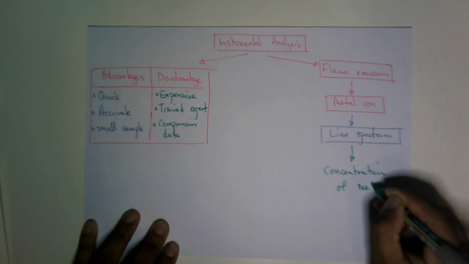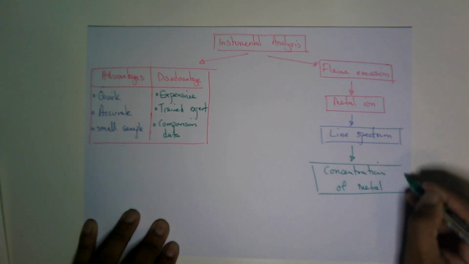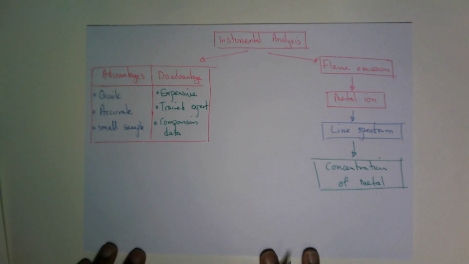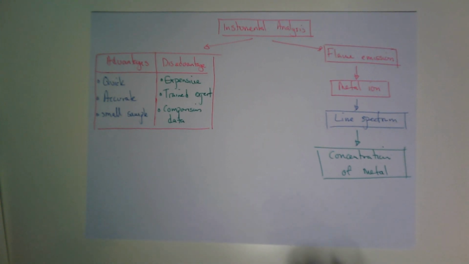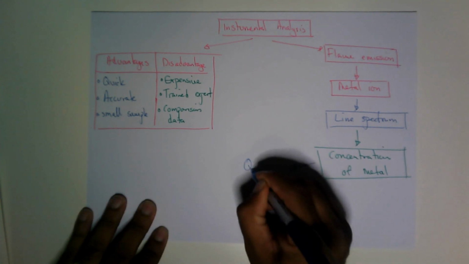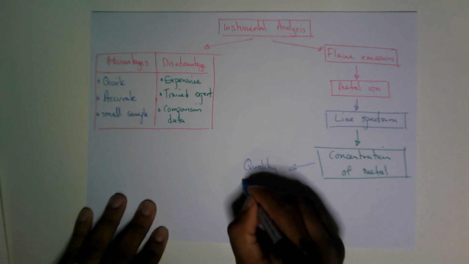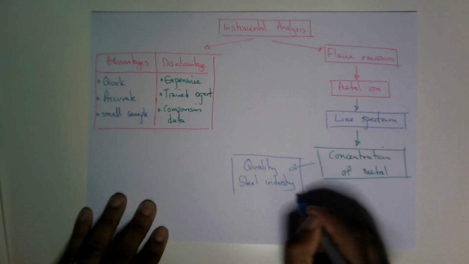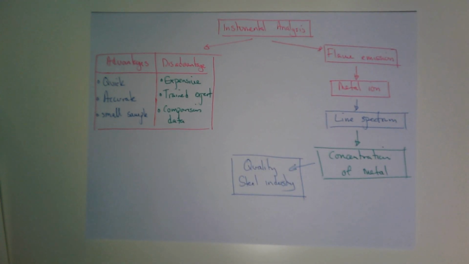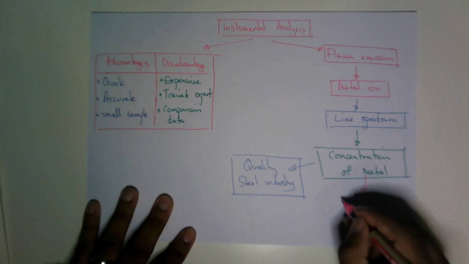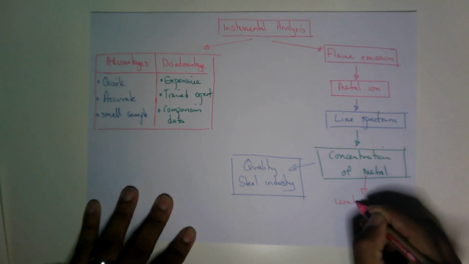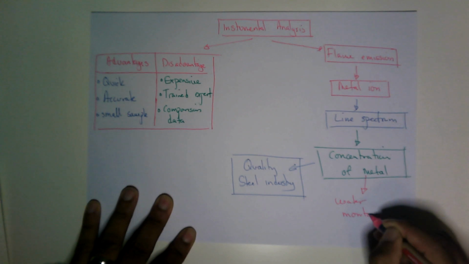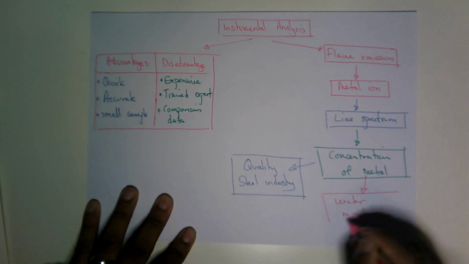Now, it can also be used to work out concentration of metals. So not just which metal it is, but also how much metal is present in the sample. Now, that's particularly important if you're thinking about quality control in the steel industry, but also you can think about the concentration of metals in water. So you need to work that out. Some water monitoring is also an important part.